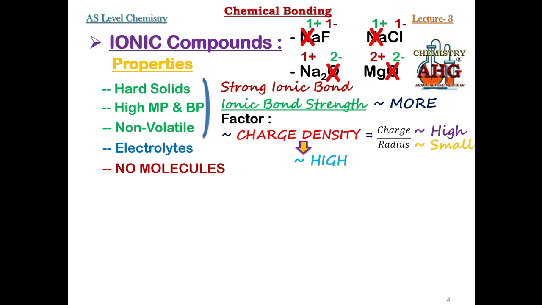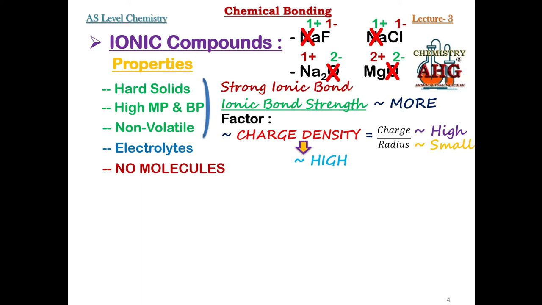You must remember, the strength of an ionic bond depends on charge density, and charge density is controlled by ionic charge and ionic radius. Ionic charge is the more important factor, but if charge is identical, then we look at the radius. Okay, these are the reasons for giving an explanation for hard solid, high melting and boiling point, non-volatile nature of ionic compounds.